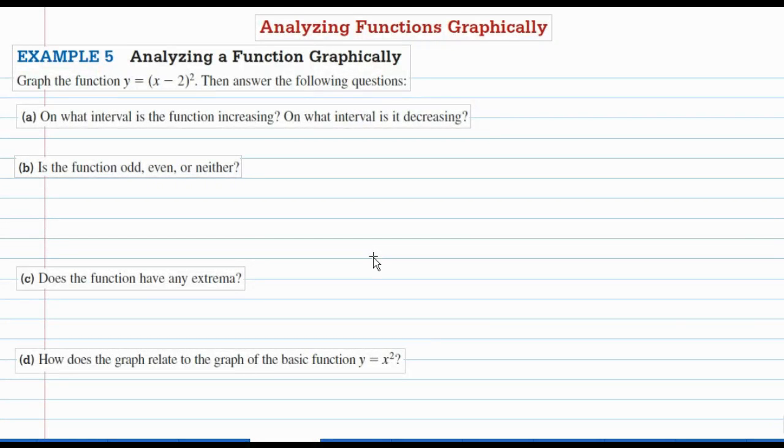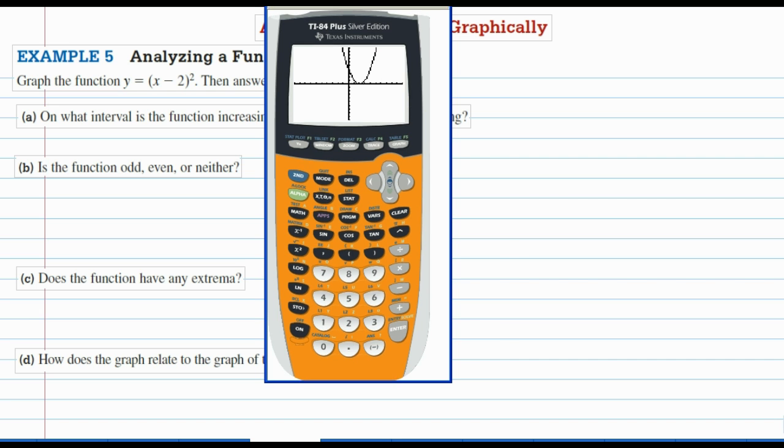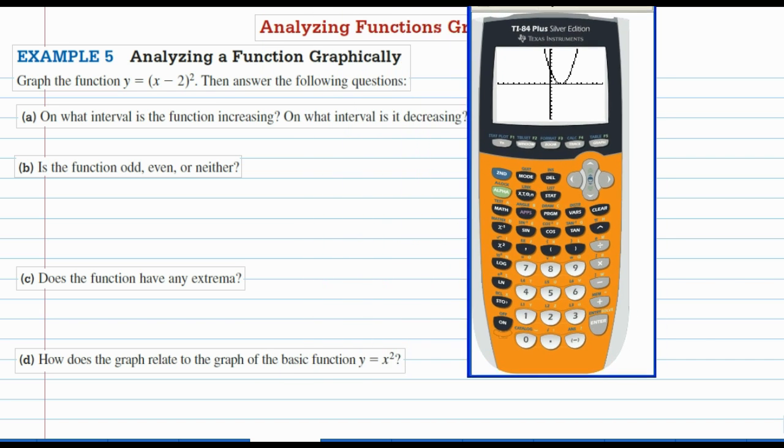This is the screencast for section 1.3, example 5. We're going to analyze a version of a basic function. In example 5, it asks us to graph (x minus 2) quantity squared. So our basic function is x squared. We're going to take that input and subtract 2 first before squaring it. I already have that up in my calculator to help us with the analysis.